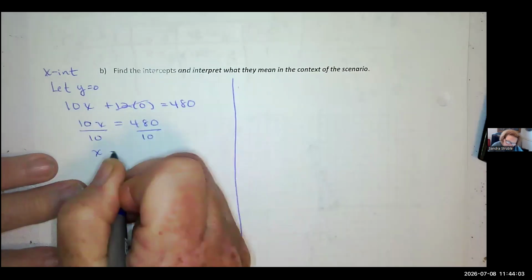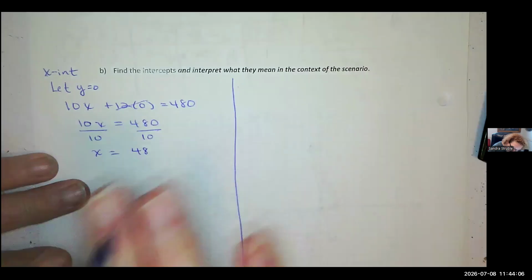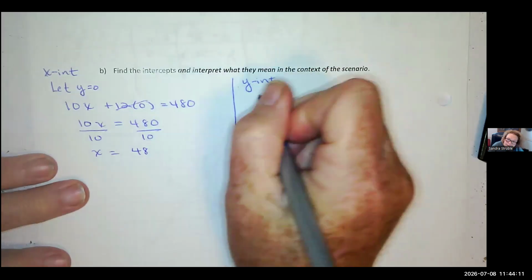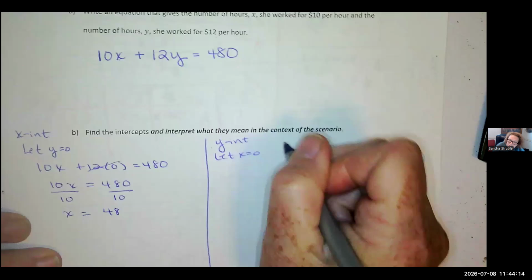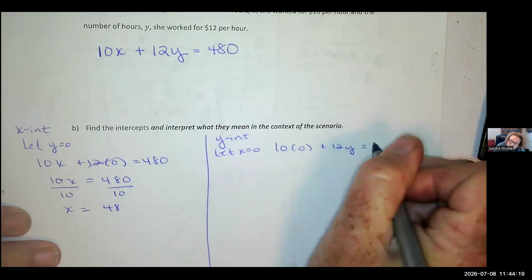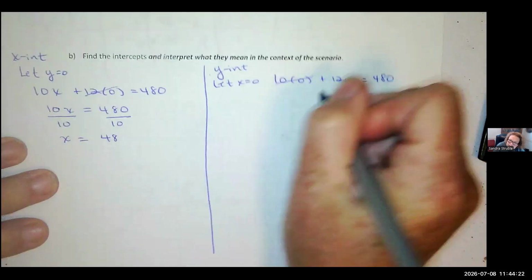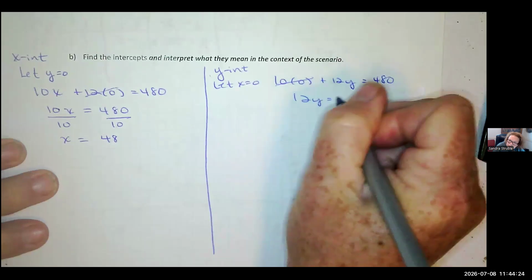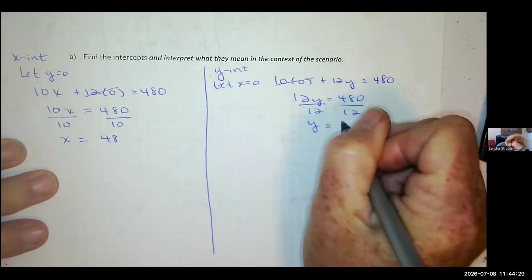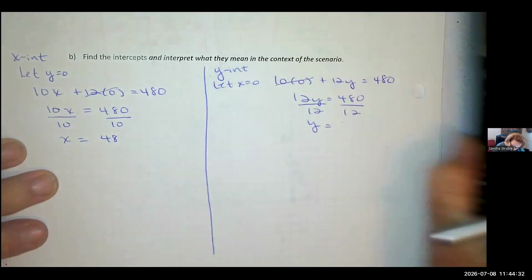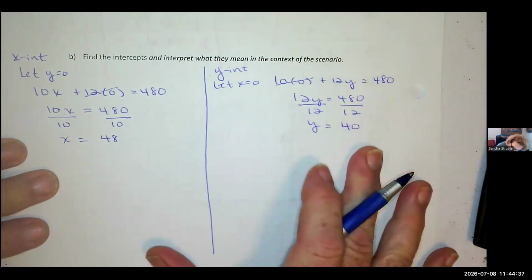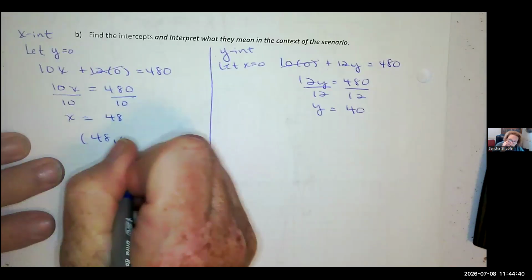I'm going to do this part first. Let's find the y-intercept, and then we'll do the interpretation, where we let x equal 0. So this is 10 times 0 plus 12y is equal to 480. This is gone. We're left with 12y equals 480. Divide both sides by 12. Y is equal to 40. Oh, yeah, 40. All right, now let's do the interpretation piece. This is 48, 0, and this is 0, 40. There are your intercepts.